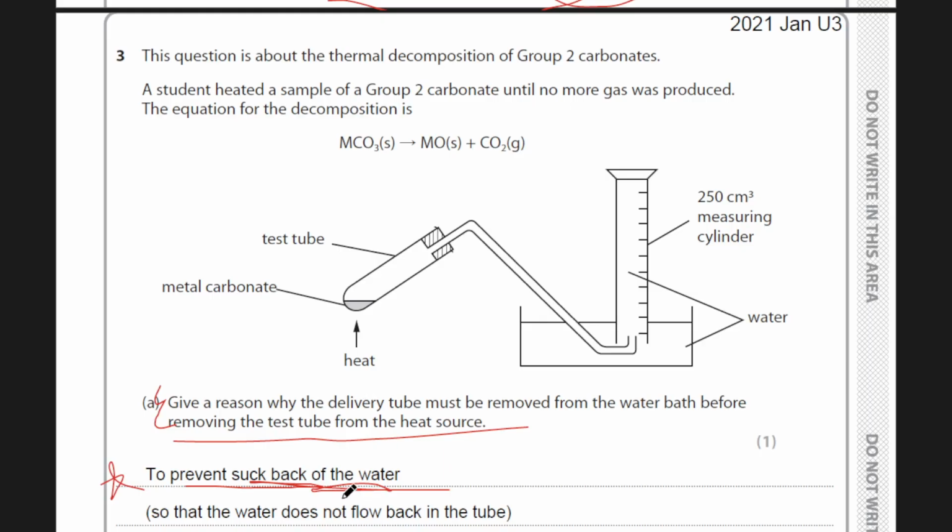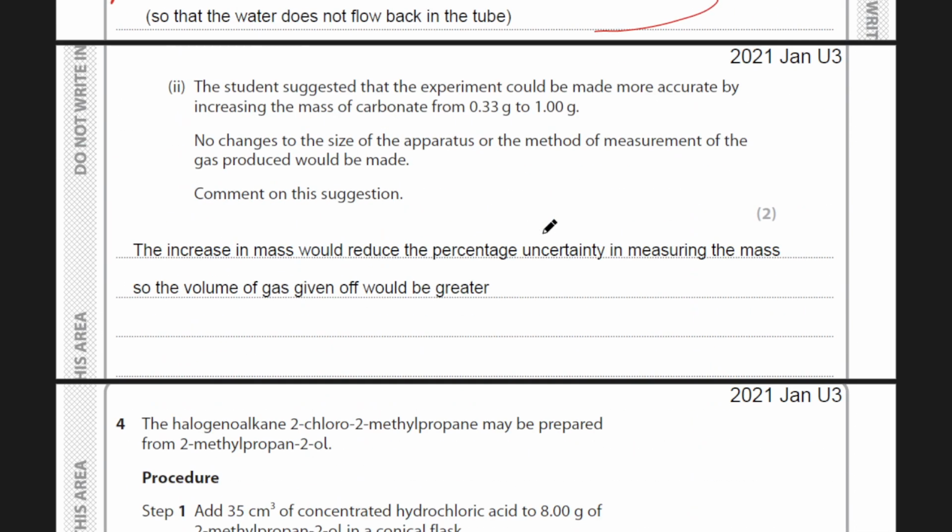This is very much important, because if the water is sucked back, basically if the water flows back into the tube, then we will see less gas being collected. The gas collected will be less, so that is why it's going to hamper the calculations which we need to do later on. So this is very much important, that the delivery tube gets removed from the water before the test tube is removed from the heat source.